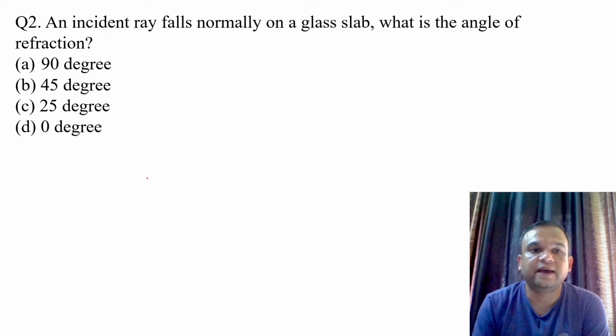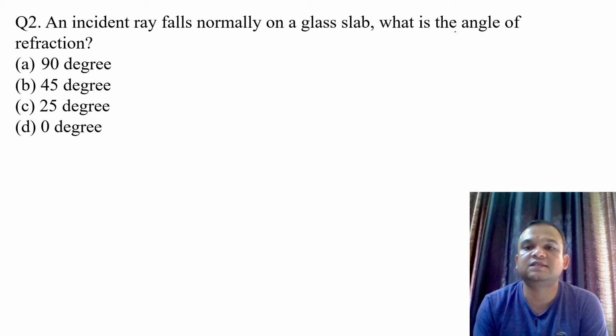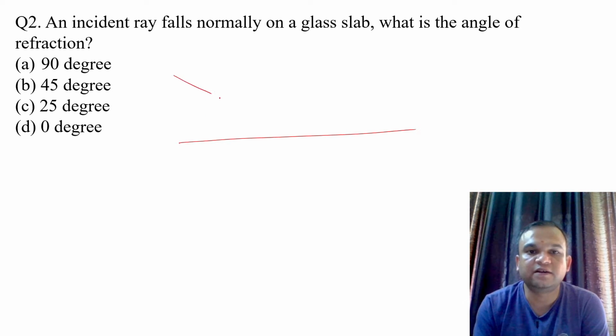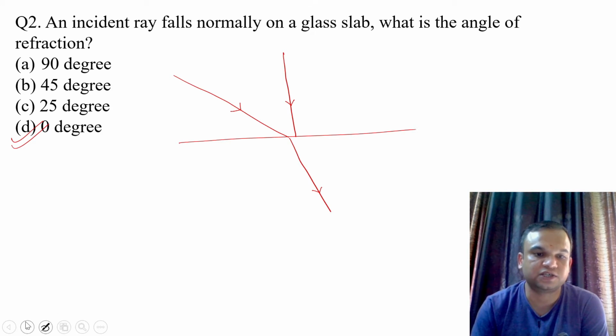Next question says, an incident ray falls normally on a glass slab. What is the angle of refraction? On a glass slab or any other surface, if the incident ray falls at an angle, that is obliquely, then only it may bend towards the normal or it may bend away from the normal. But if the ray falls normally on the glass slab or any other surface, then there is no point of refraction, and that is why 0 degree will be the answer for this question.